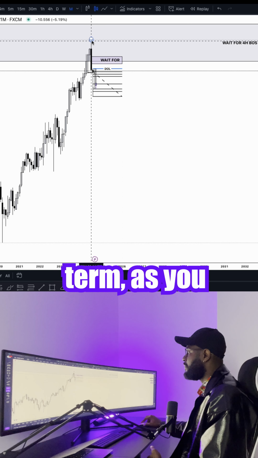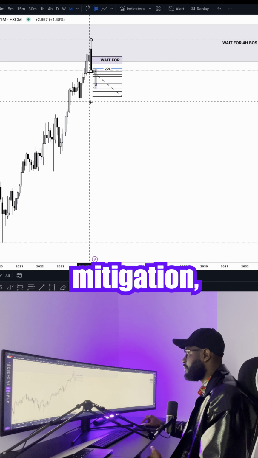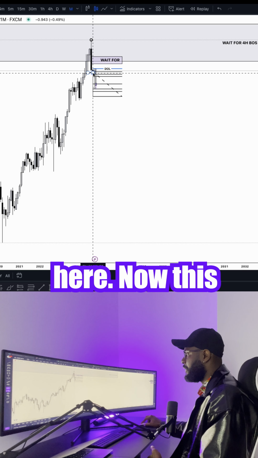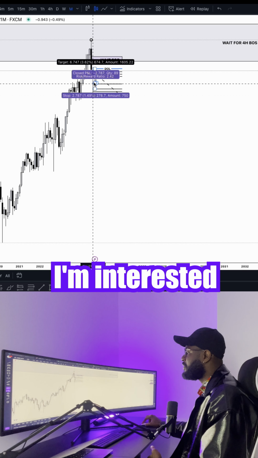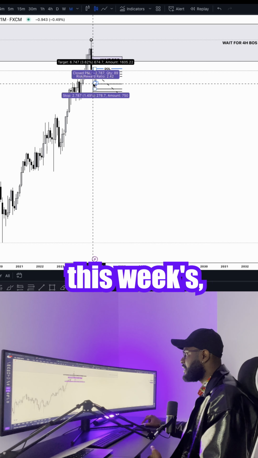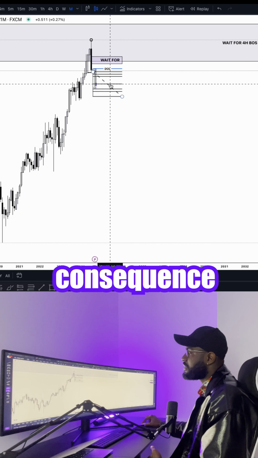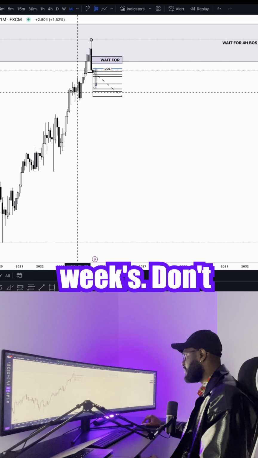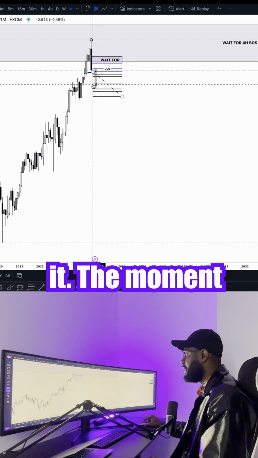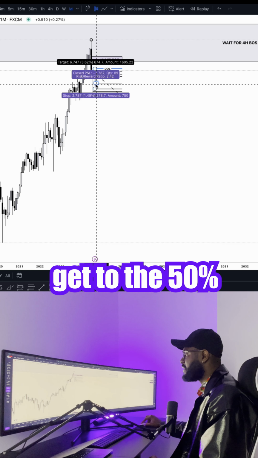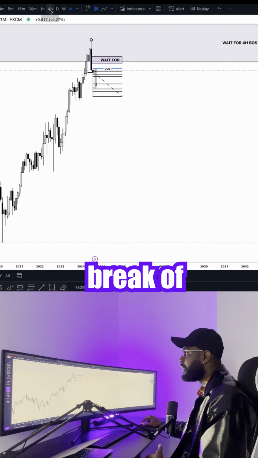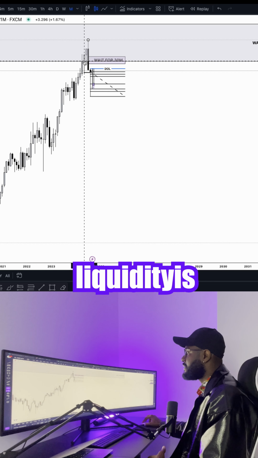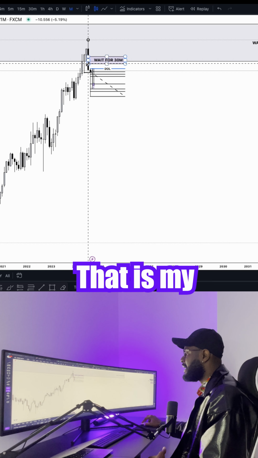But on the short term, as you can see, after that mitigation, price dropped to the downside. We left these wicks right here. Now, this week, all I'm interested in is the 50% of this week's wicks, which is the consequent encroachment. In simple terms, it's just the 50% of the wicks. Don't overcomplicate it. The moment price mitigates the 50% of those wicks, I'm looking for a 4-hour break of structure, and my draw on liquidity is this inefficiency. That is my draw on liquidity.